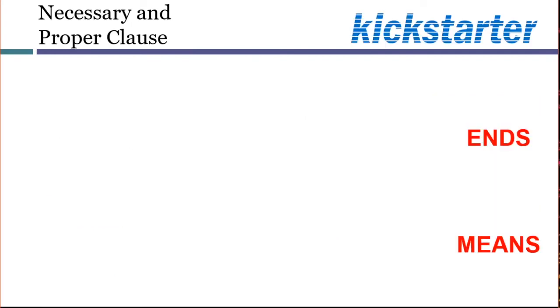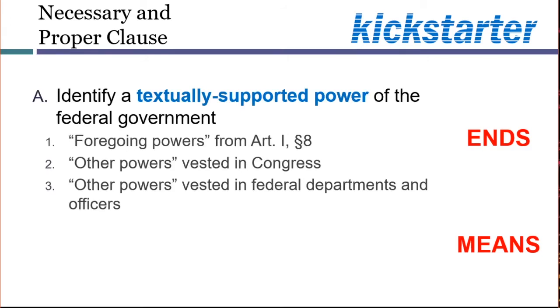The first step in evaluating any law under the necessary and proper clause is to identify a relevant power somewhere in the Constitution other than the necessary and proper clause itself. That will be the ends. Now, the language of the clause calls for us to look in three places. There are the foregoing powers listed in Article 1, Section 8. There are other powers vested in Congress, and those might be found outside Article 1, Section 8. And then there are other powers that might be vested elsewhere in the federal government, including the judiciary and the executive branch.